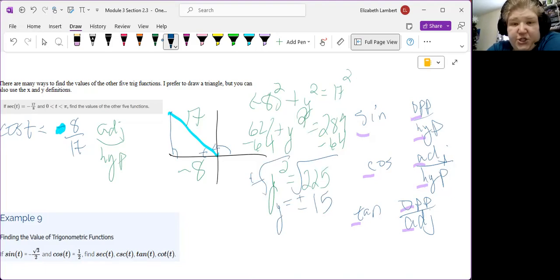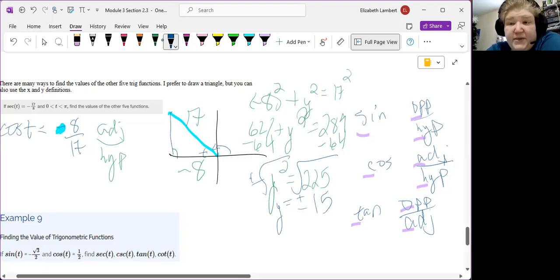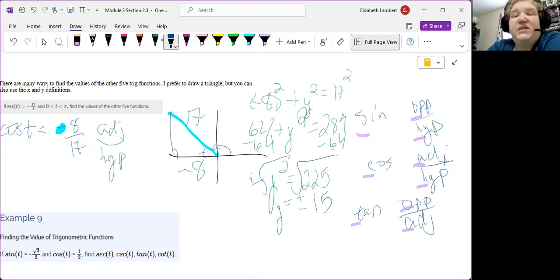Now we go back to the picture. Which direction is our y in? Is that going to be a positive y or a negative y? This one is a positive y, so we're going to fill it in as positive 15.